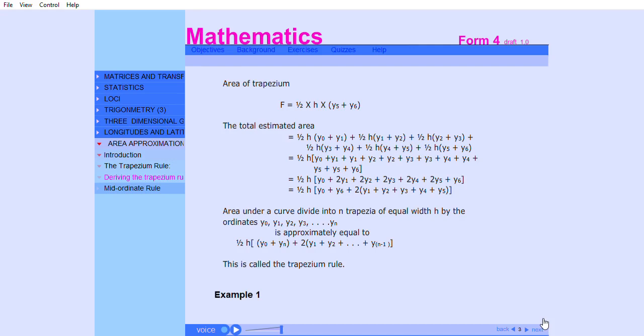plus y5 plus y6), which is equal to half h (y0 plus 2y1 plus 2y2 plus 2y3 plus 2y4 plus 2y5 plus y6), which is equal to a half h (y0 plus y6 plus 2(y1 plus y2 plus y3 plus y4 plus y5)).